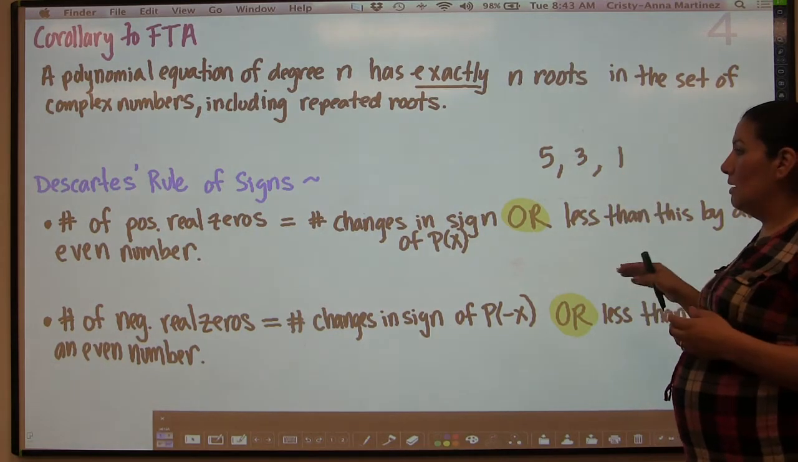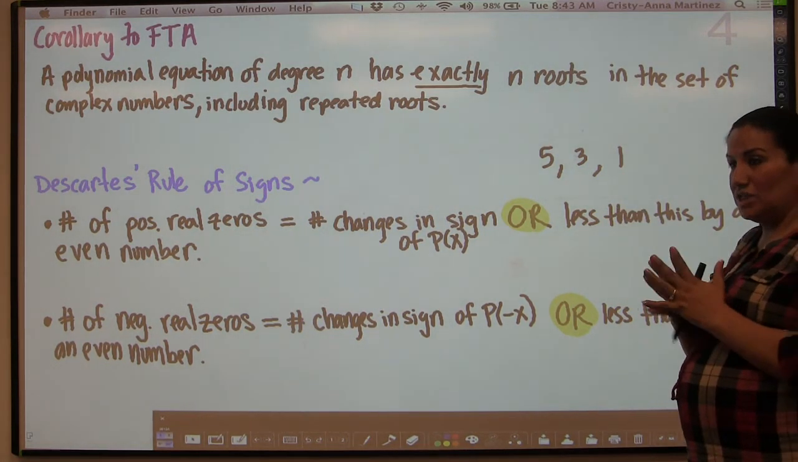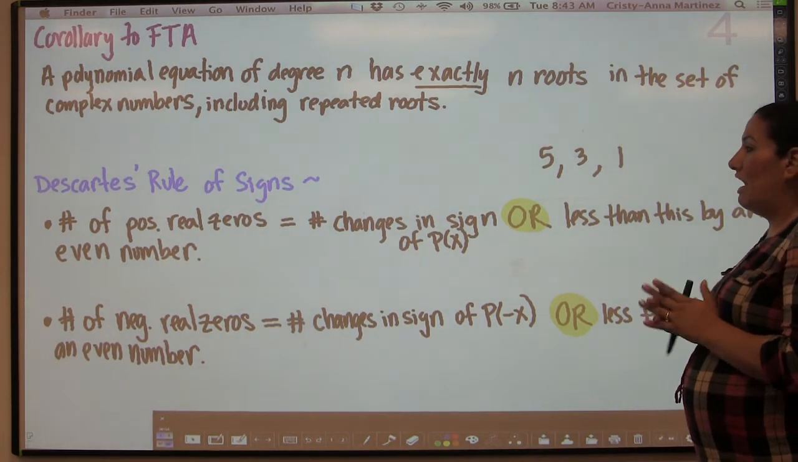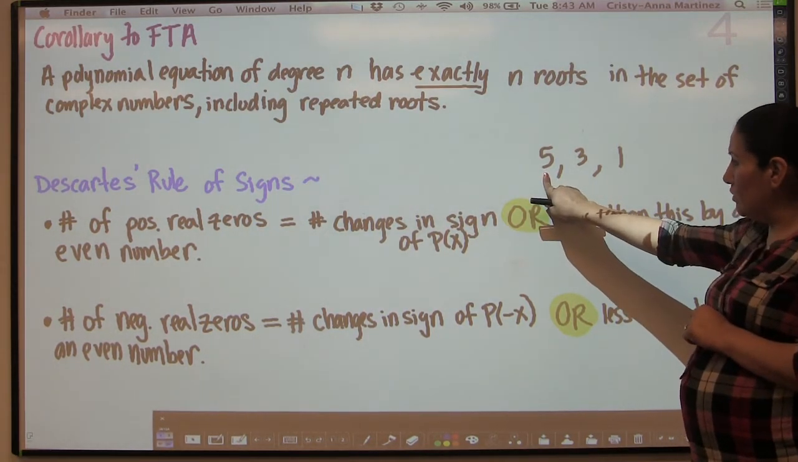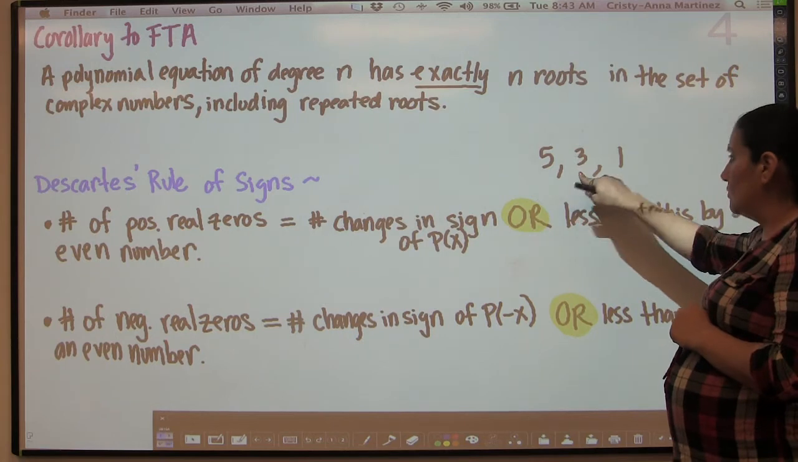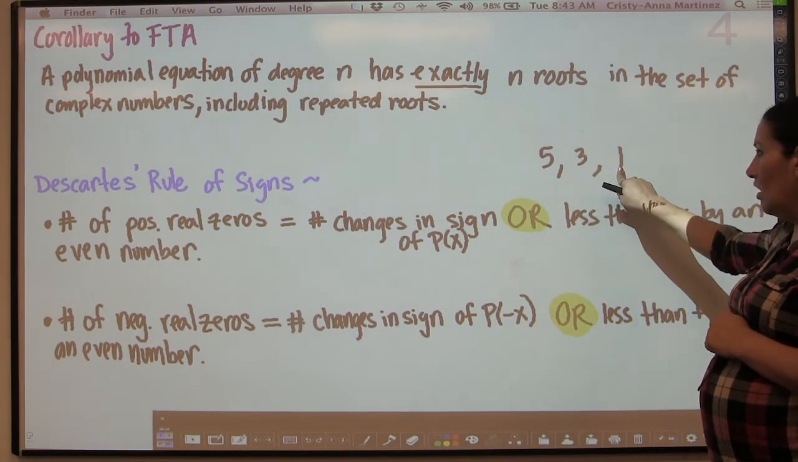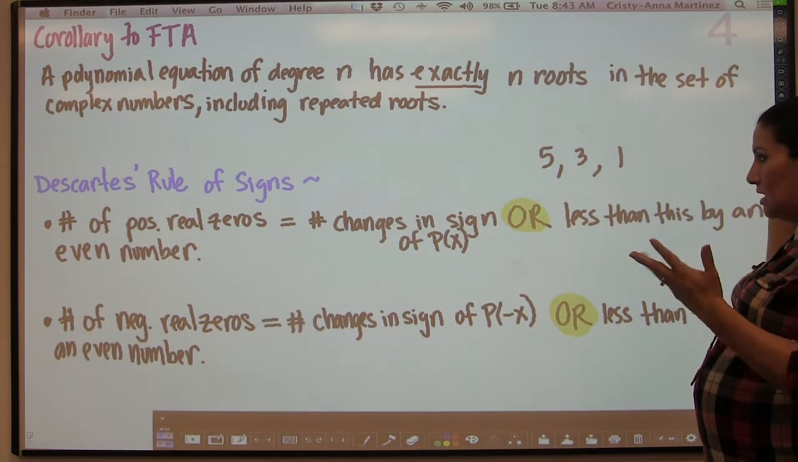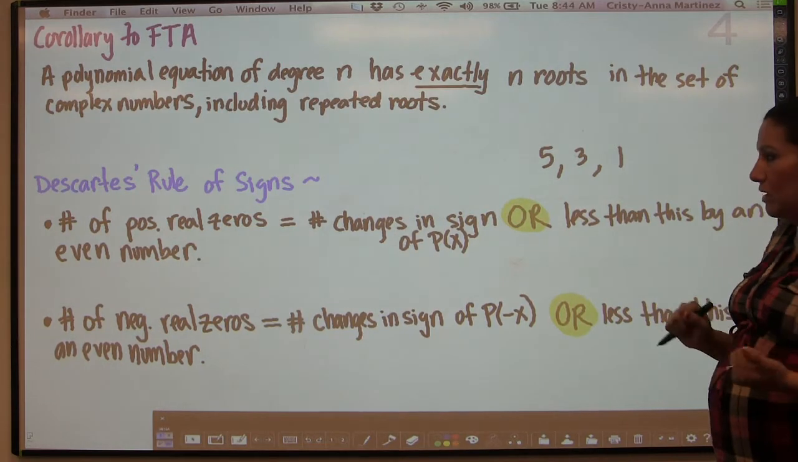So if you have 5 sign changes in the polynomial, then either there's going to be 5 positive zeros, 3 positive zeros, or 1 positive zero. Obviously you can't go to -1 because then it makes no sense to have negative zeros.